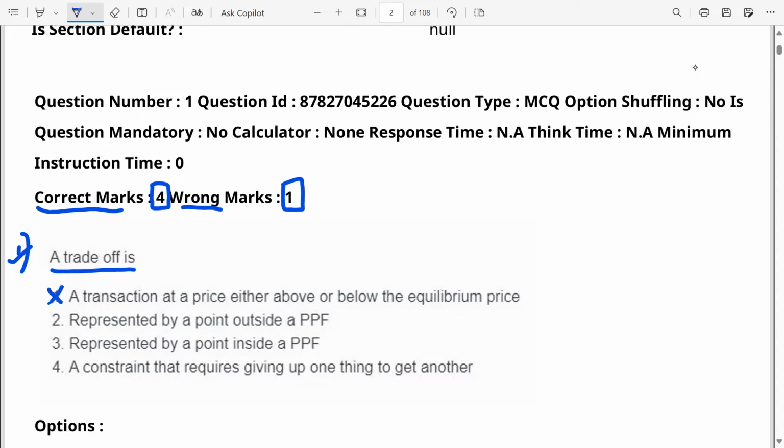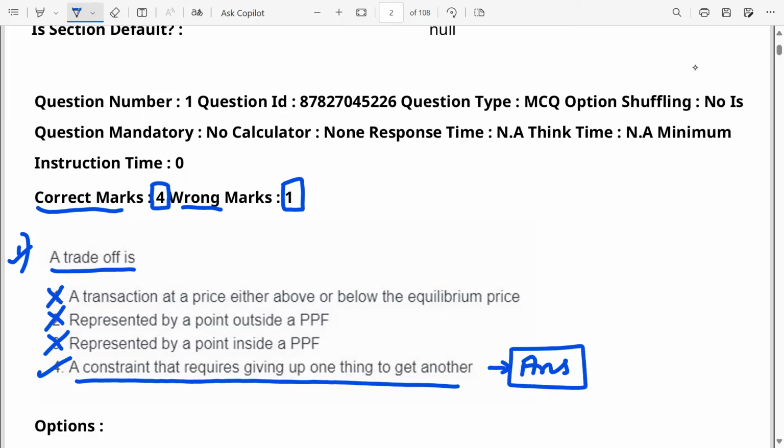So one is not correct. A transaction at a price above or below the equilibrium price represented by a point outside the PPF, not correct. Represented by a point inside the PPF, not correct. Remember, a point outside the production possibility frontier is the unattainable combination of two goods, which you cannot achieve. If you look at a point inside the production possibility frontier, it represents inefficient or underutilization of resources. Okay, so my answer is option 4, a constraint that requires giving up one thing to get the other. This is my answer.